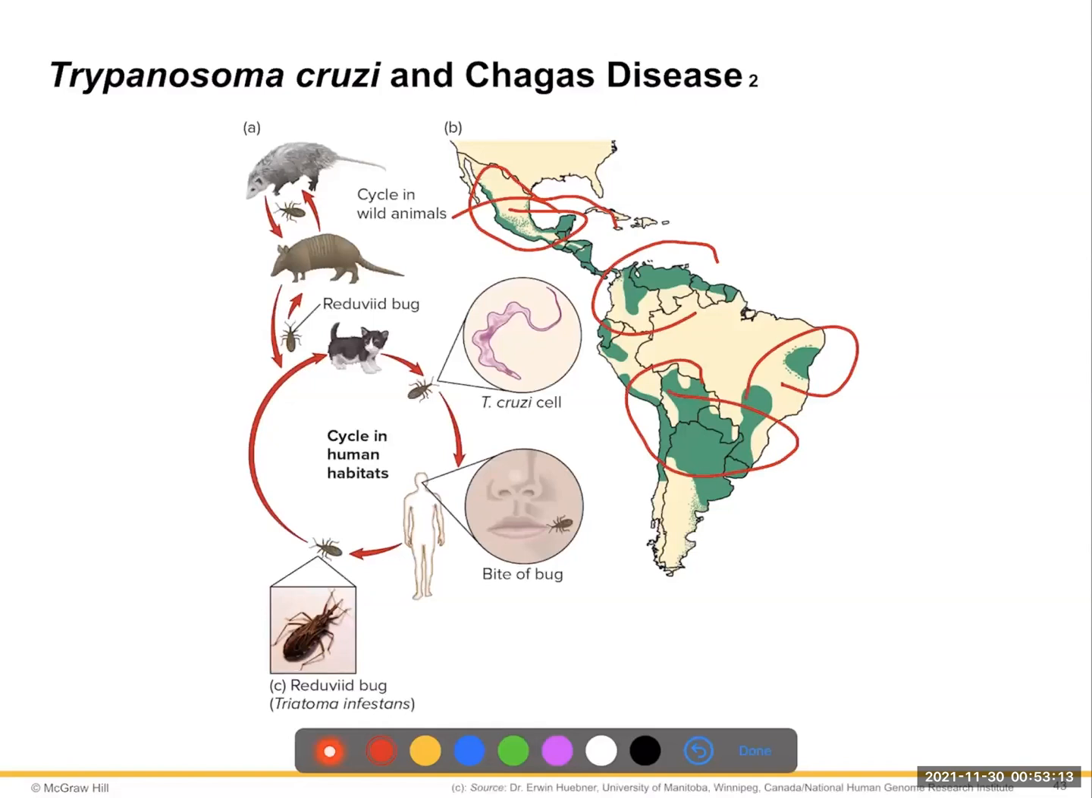This is a cycle that goes through wild animals, comes into domestic animals, and the bug bites into an open portal, like the mouth, biting around the edge of the mouth, and it goes into the human. That's the reduviid bug, and then it cycles back out into the wild animals, completing that circle again.